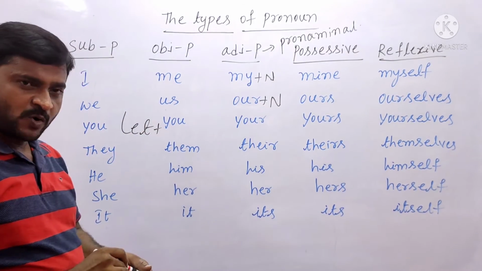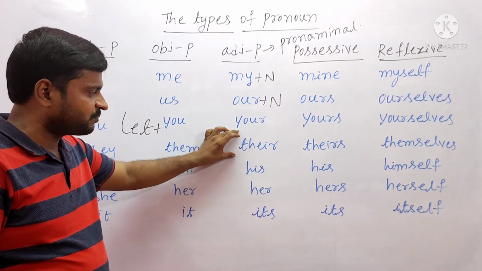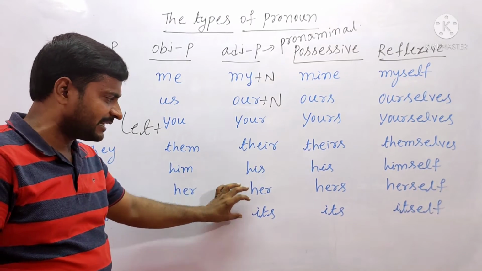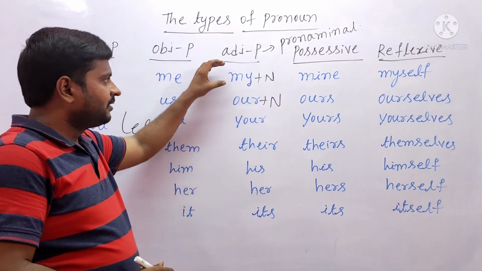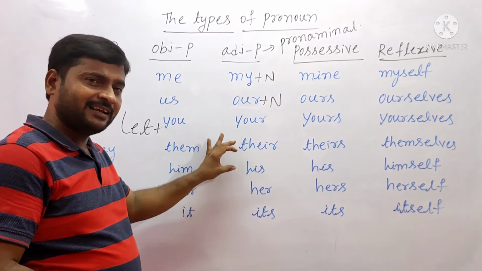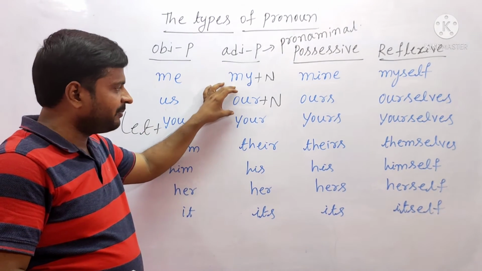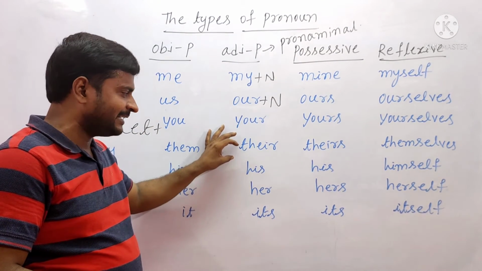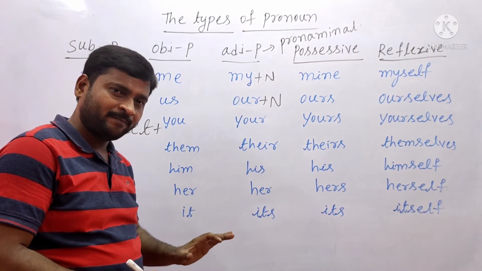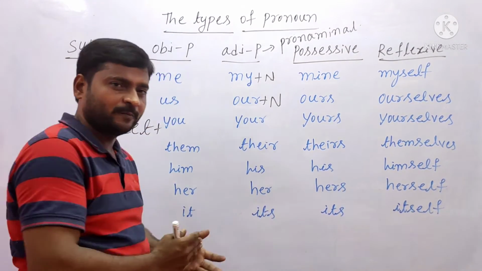my book, our book, your book, their book, his book, her book, its book. You see, my mobile, our mobile, your mobile, their mobile, his mobile, her mobile. My building, our building, your building, their building, his building, her building. When you see all these expressions, they come along with a noun.